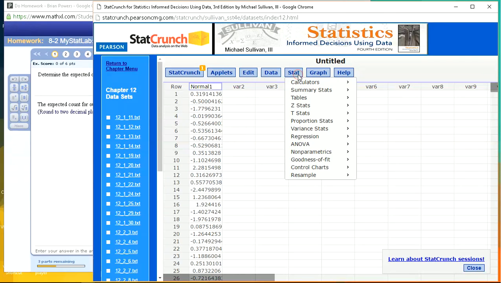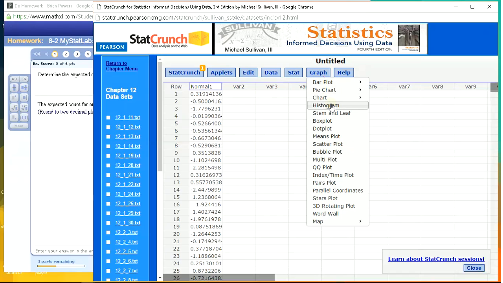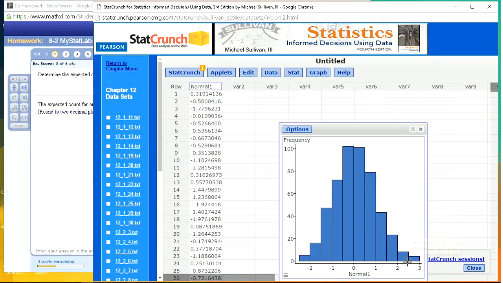If we wanted to check and see if that really is coming from a normal distribution, we could look at a histogram, and that might convince us that it is normal. I'm going to select this column, create the histogram and look at it, and we should hopefully see this bell curve. Oh, this is so beautiful, isn't it?